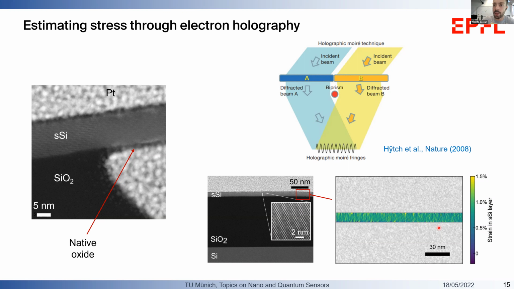And we can also nicely see that there is absolutely no fringe contrast in the amorphous regions up above and at the bottom of the strained silicon thin film. So here we reconstructed an average strain of around 1.2%, if I remember correctly, from this characterization technique.